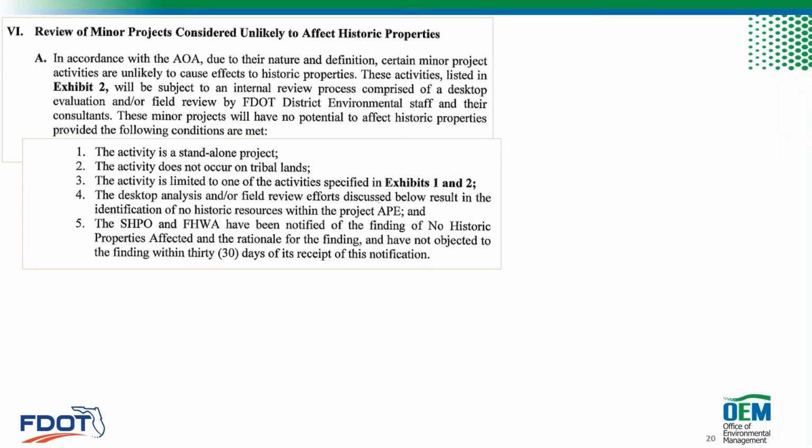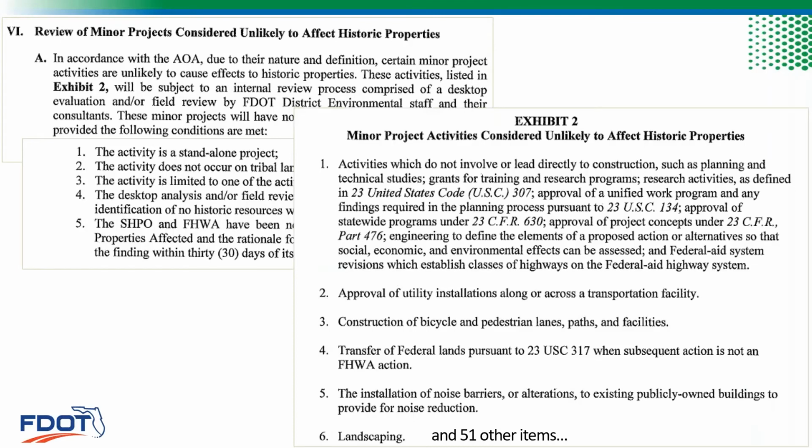It's limited to one of the activities listed in Exhibit 1 and Exhibit 2. And the desktop analysis and field review results in the identification of no historic resources within the APE. And again, we notify DHR, and if they don't object within 30 days, then we're good to go. And you'll notice that this list of Exhibit 2 projects actually includes, I think, 57 total types of activities. So what you're seeing here is incomplete.